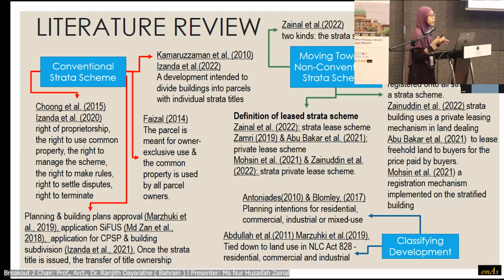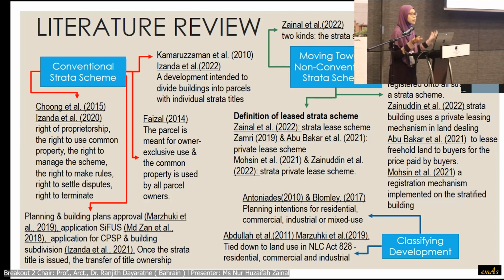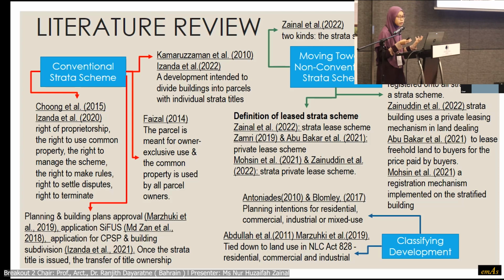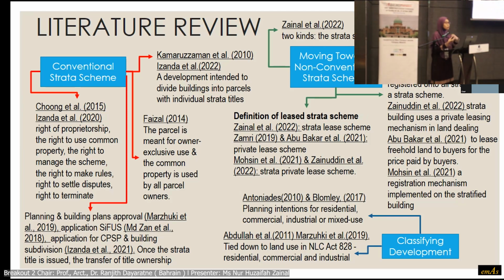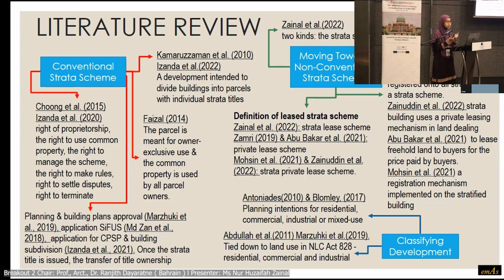According to Zainal, whenever a strata title is registered with a lease, it is called a strata lease scheme. According to Zainuddin and Mohsin, when there is a mechanism of lease on a stratified building, then this building is called a strata lease scheme. And according to Abu Bakar and Zamri, a private lease scheme is a development that is introduced in Johor to enhance the selling of leases on strata buildings.